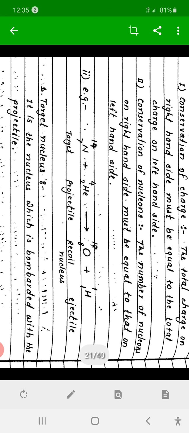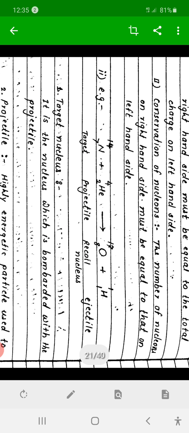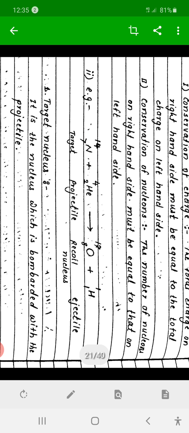Second rule is conservation of nucleons. That is, the total number of nucleons on the right hand side must be equal to the total number of nucleons on the left hand side. What are nucleons? That is, the number of protons plus neutrons, together known as nucleons. Mainly protons and neutrons. The number of nucleons on the product side must be equal to the number of protons and neutrons on the reactant side.